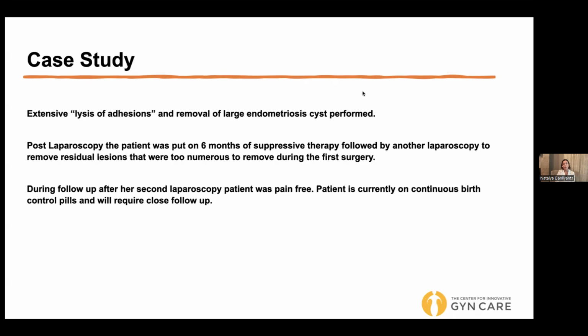And then she was switched on to birth control, but she'll require very close follow-up, probably monthly follow-up, because this endometriosis will definitely come back, but it's a matter of retaining fertility and maintaining a good quality of life.